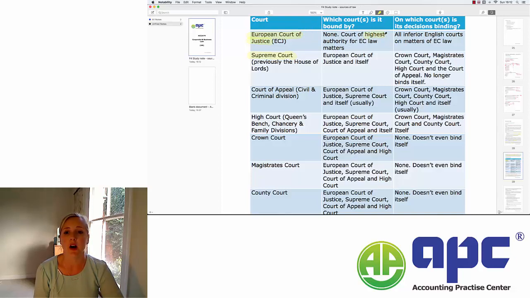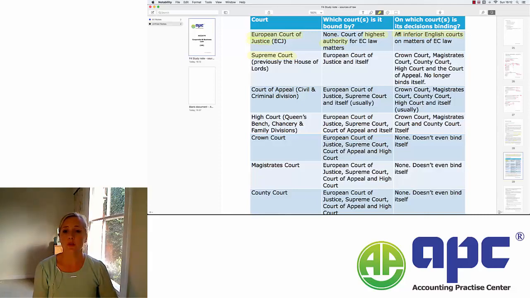It is bound by nobody else. So it binds on that basis every court that goes beneath it. So if you remember on our diagram, it was at the top. So on European Union law, it binds all inferior English courts.